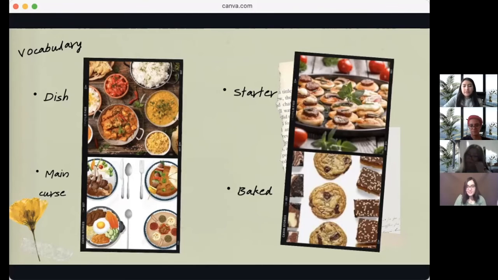Now we have baked, and that is a way to cook something, like when you make cookies, or basically when you put something in the oven. Do you know how it is?